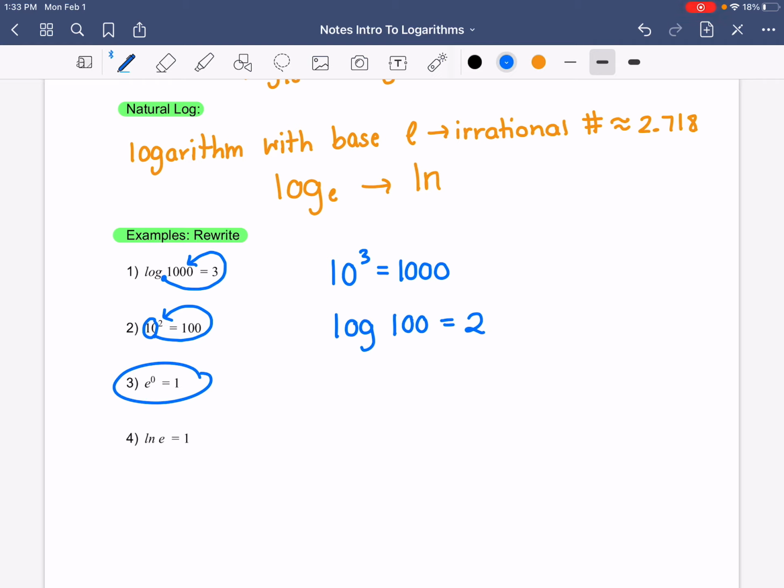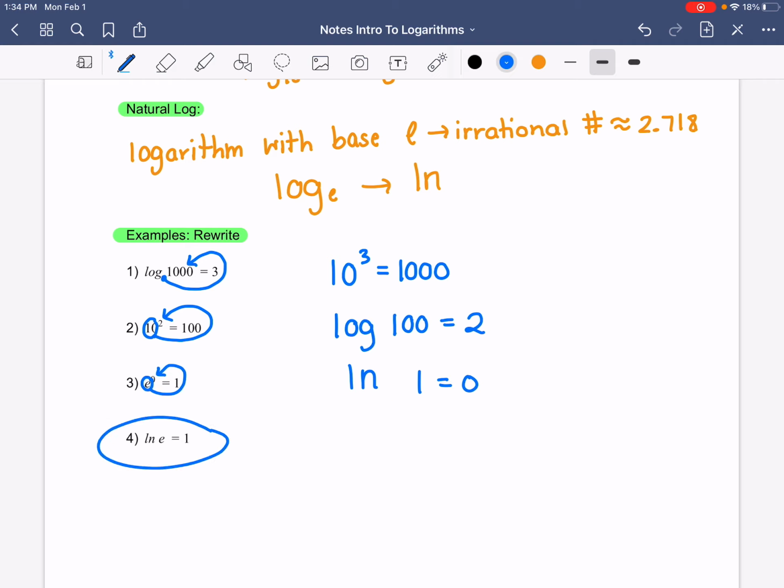Next one is an exponential as well. e to the power of 0 equals 1. So that means we're going to go to log form. So we start off with log. Our base is the base, so it would be log base e of 1 equals 0. But we wouldn't write it as log base e. We always would write it as natural log. So it's natural log of 1 equals 0. We would not put the e there.